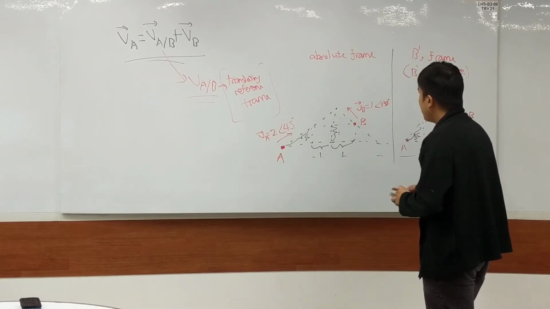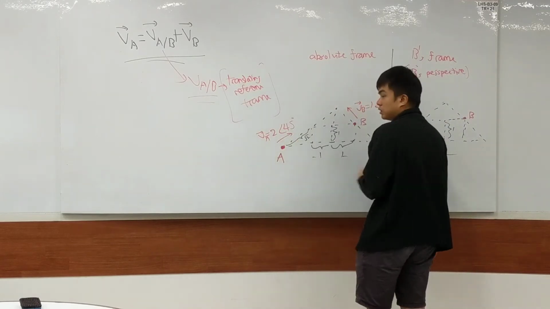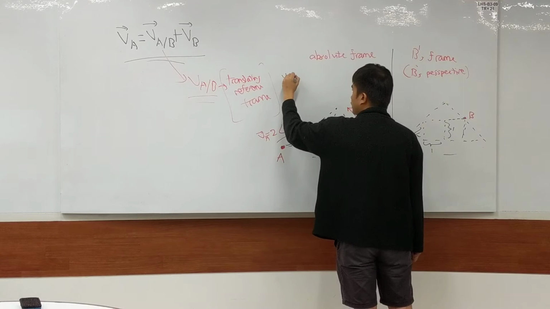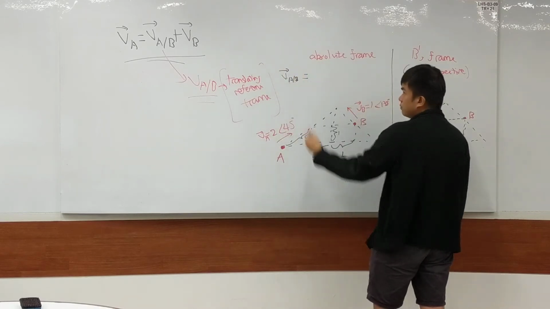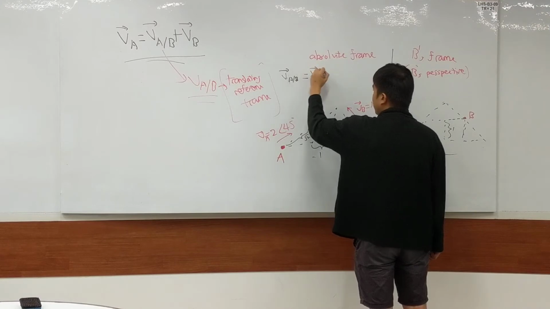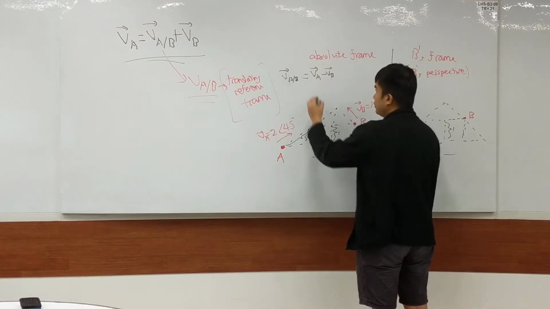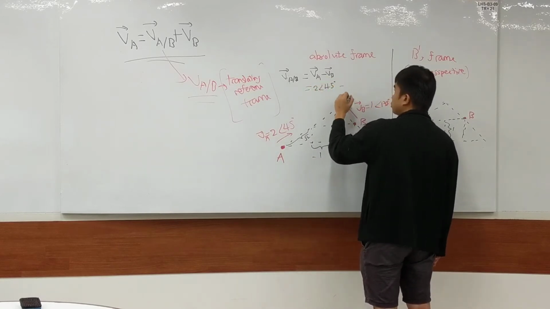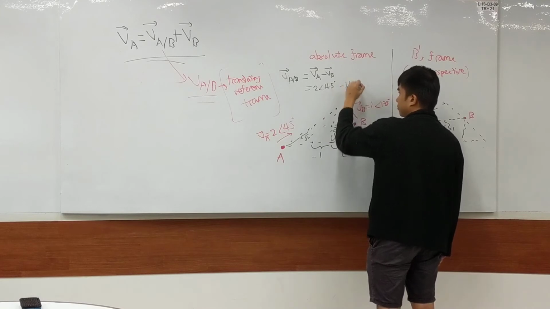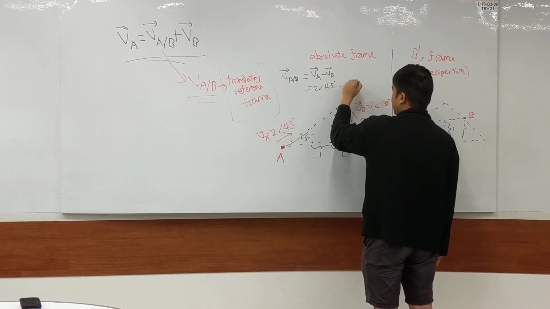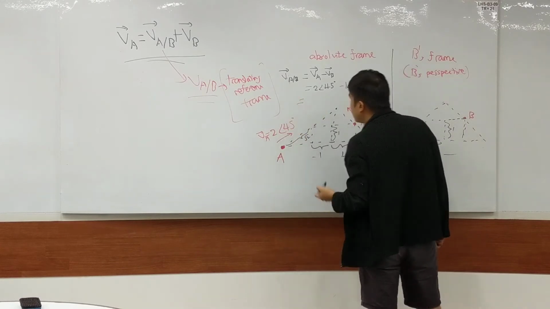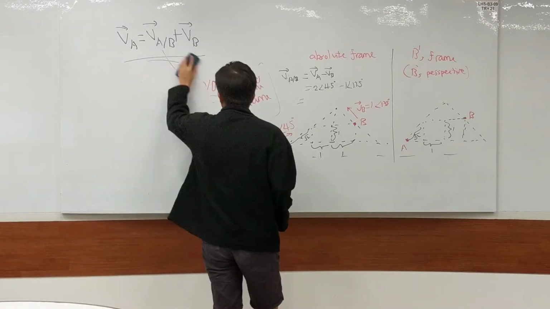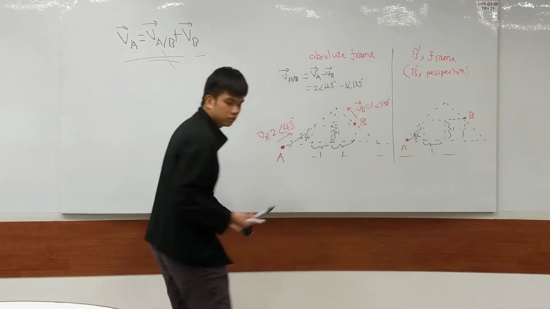So, if I want you to calculate the velocity of A with respect to B, from that equation we can straight away say it's equal to VA minus VB, right? And VA in this case is 2 at 45, VB is 1 at 135. Let's do the whole derivation for this.